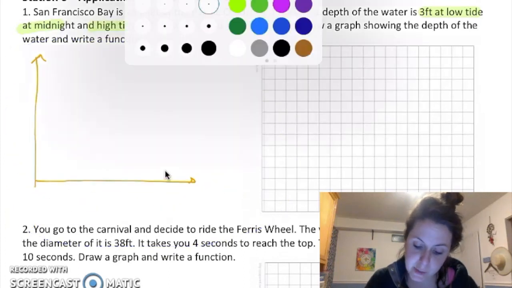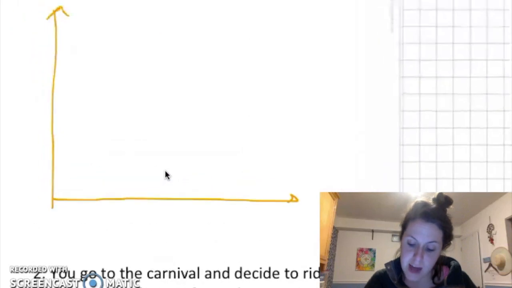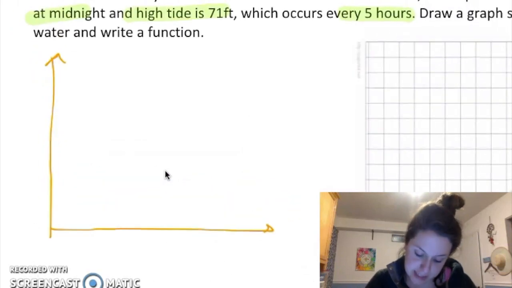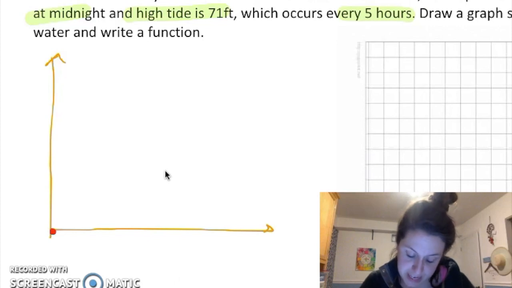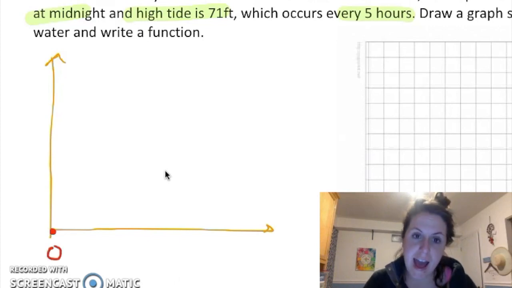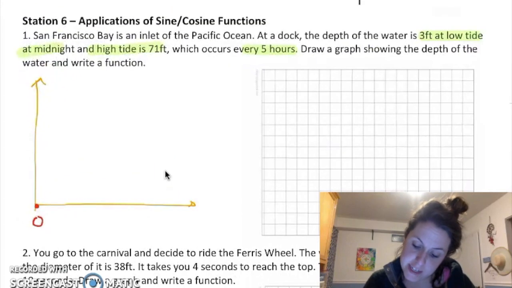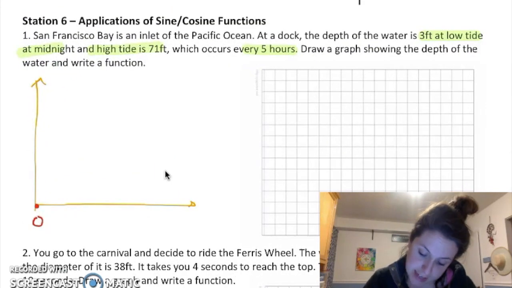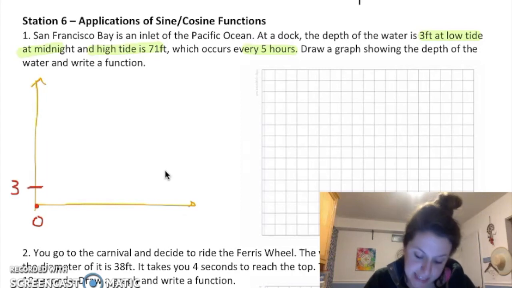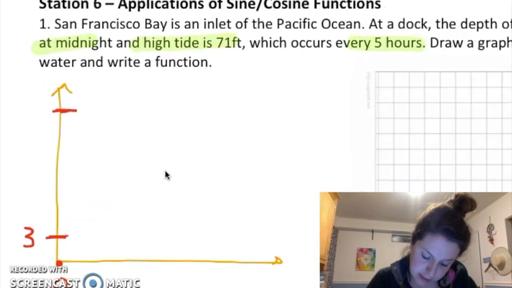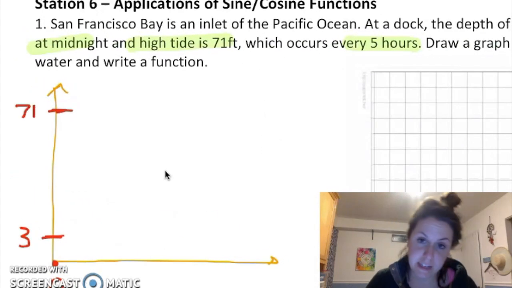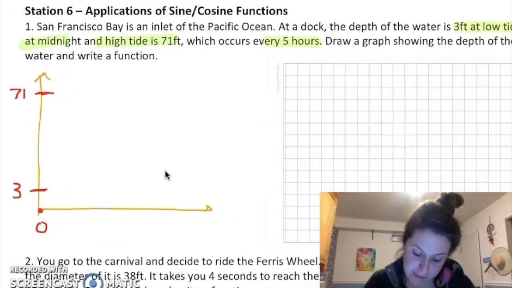So let's see what we know first. So I know that at midnight, so let's consider this time midnight, time equals 0, that this would be at low tide, right? So it says the water is at low tide at midnight, and that is at 3 feet. So that's going to be 3, okay? High tide is 71 feet, which occurs every 5 hours. So this is 71 feet, and that occurs every 5 hours.